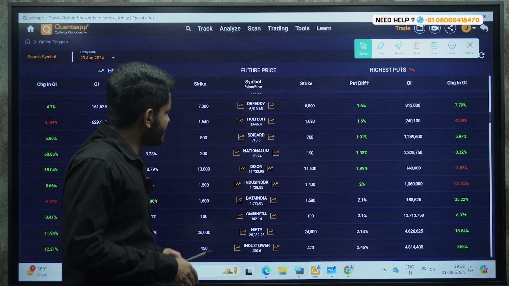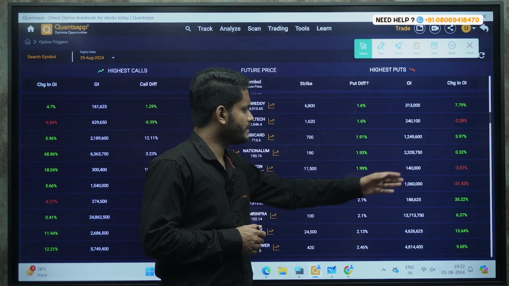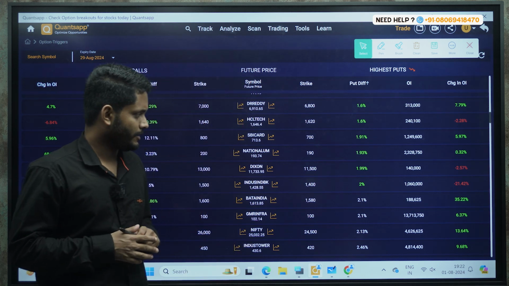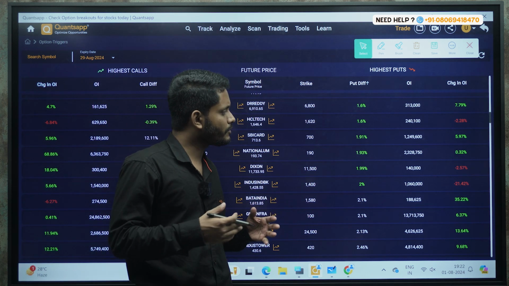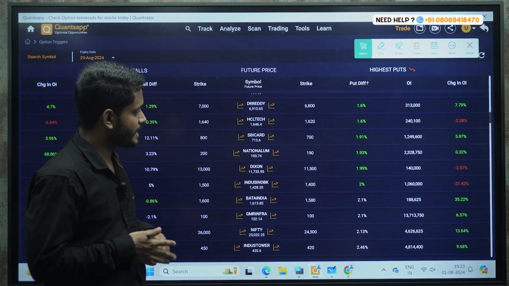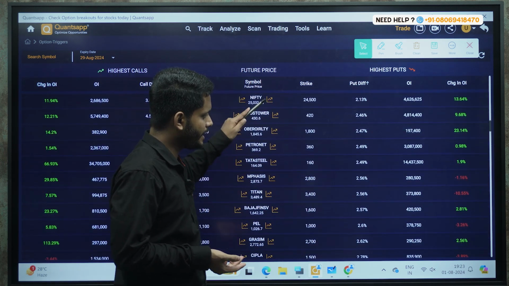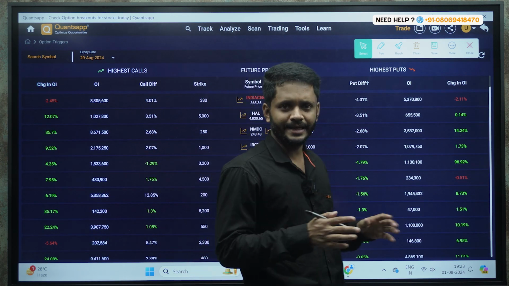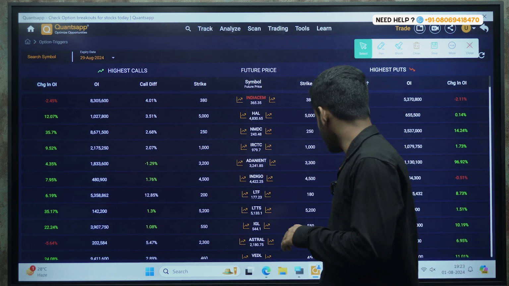So as soon as IndusInd Bank sustains below this level and if the put writers, as of now 21% contracts have been unwound, say 25, 40 or 50, more and more contracts start unwinding, then you can go and initiate a trade accordingly. Okay, so I hope this tool is clear to everyone, how to use it.